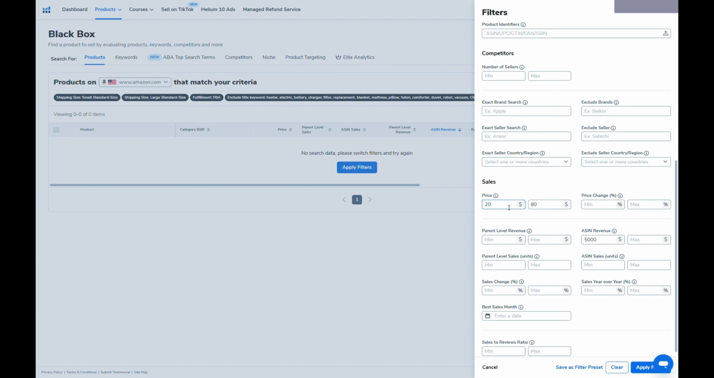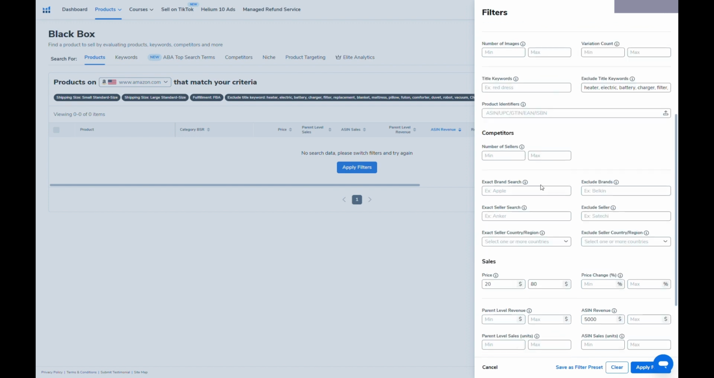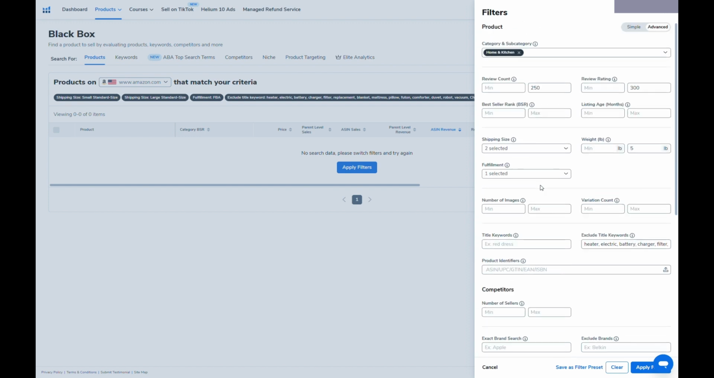For example, many sellers start by filtering products that sell for more than 20 or 25 euros. This is because very cheap products usually leave very little margin after Amazon fees, logistics costs, and advertising. It's also common to apply a minimum monthly sales filter to make sure the product has real demand in the marketplace. Another important filter is the number of reviews.